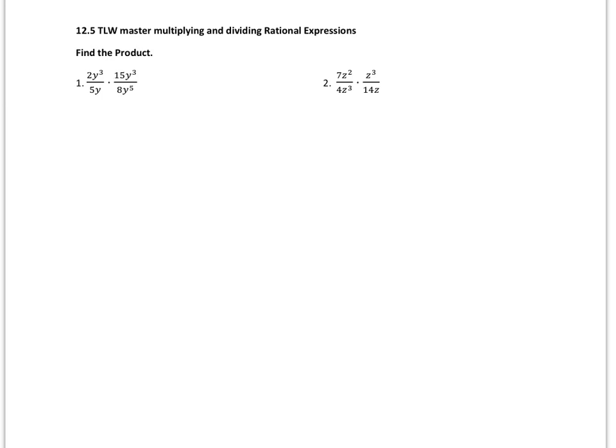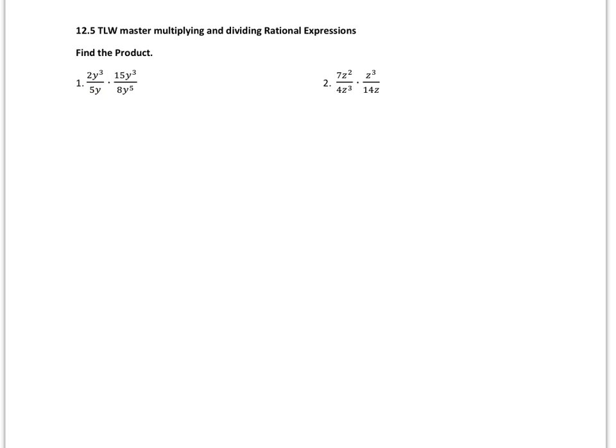Alright guys, today's goal, the learner will master multiplying and dividing rational expressions. So we have two fractions here, two rational expressions. We need to multiply them. But the first thing I would do is try to simplify. Can I simplify the 2 and the 5 at all? No, but how about y to the third and y?